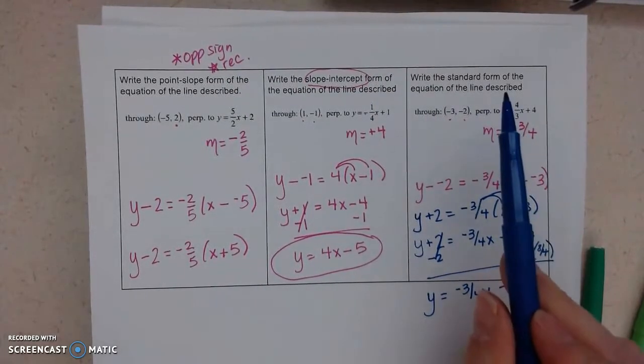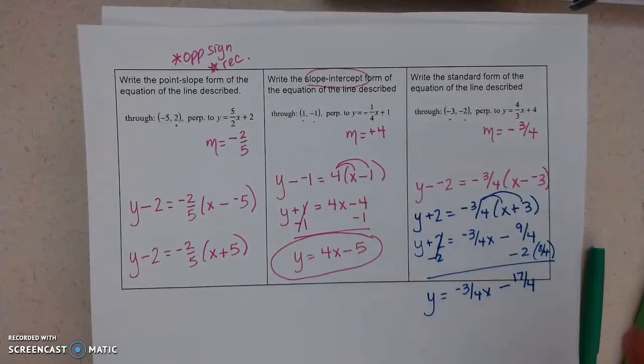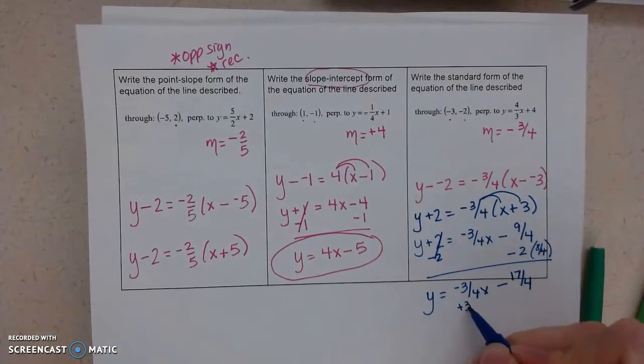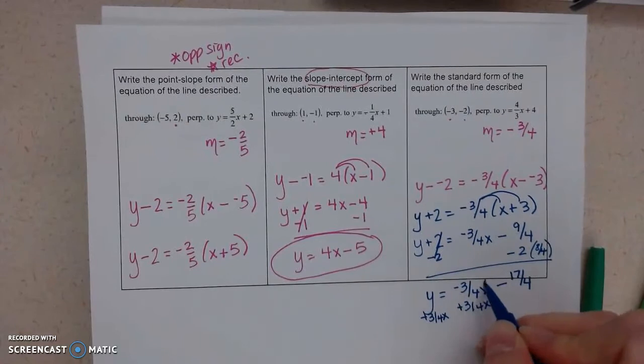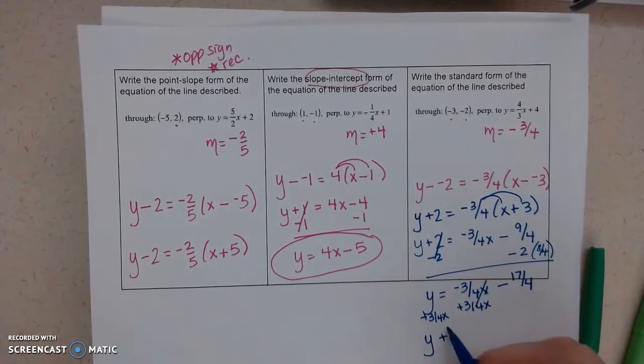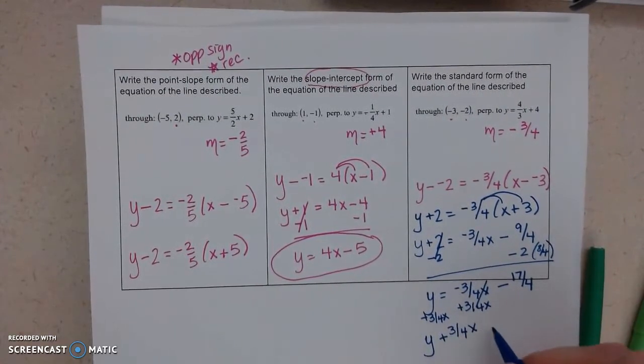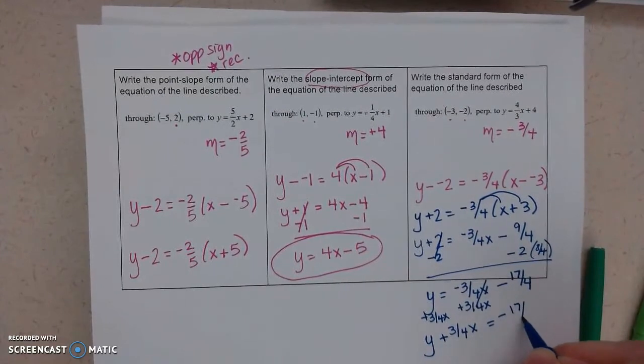Now, since we want standard form, we need y and x on the same side. So I'm going to add 3/4 x to both sides. So y plus 3/4 x equals negative 17/4.